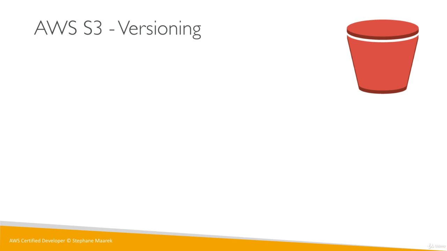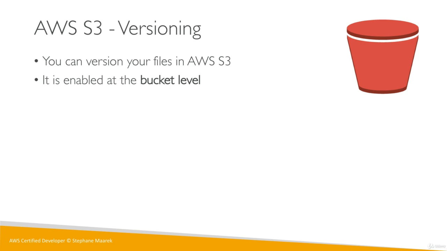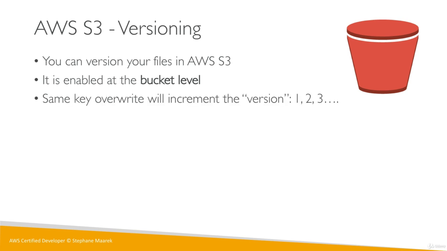It is possible for you to version your files in Amazon S3. To do this, you have to enable it at the bucket level. It is not a per file setting, it is a bucket level setting. Basically, that means that if you overwrite a file, you will increment its version. So when you first upload a file, it is version 1, then when you overwrite it, it is version 2, then version 3, etc. And your Amazon S3 bucket will keep all the versions in mind.